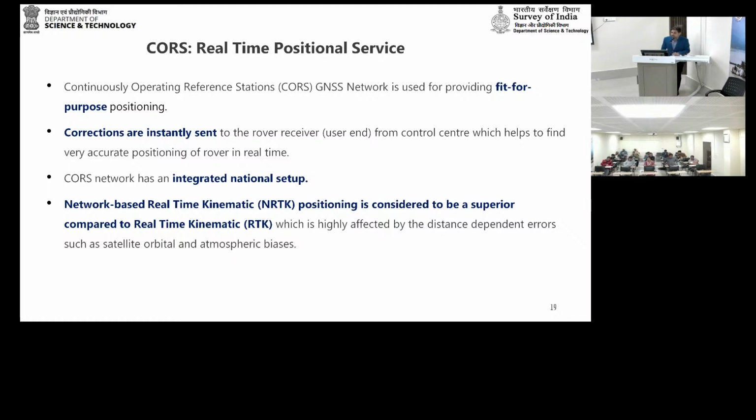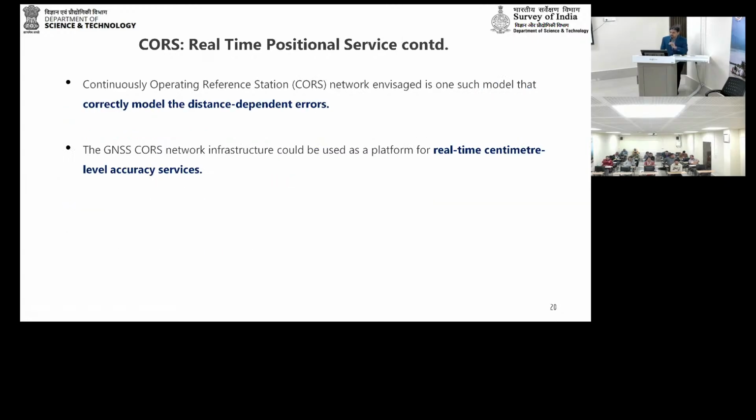A continuously operating network is used for providing precise positioning. Corrections are instantly sent to the rover receiver from the control center, which helps to find a very accurate position of the rover in real time. The CORS network has an integrated national setup. Network-based real-time positioning is considered superior compared to single-base RTK, which is highly affected by distance-dependent errors such as satellite orbital and atmospheric biases. A CORS network is one such model that correctly models the distance-dependent errors.